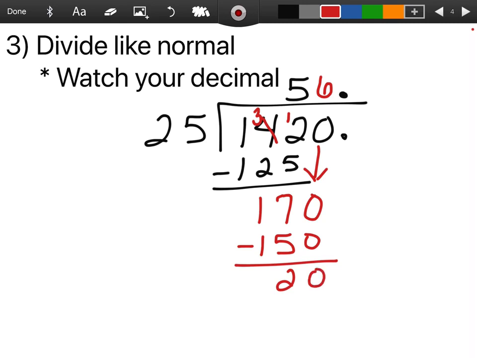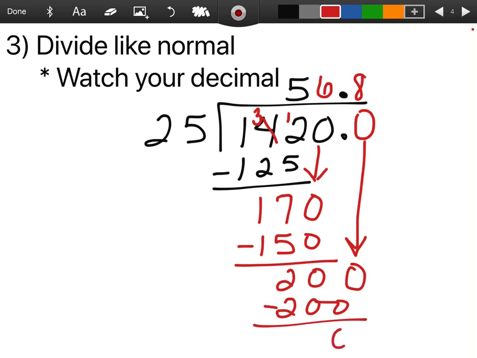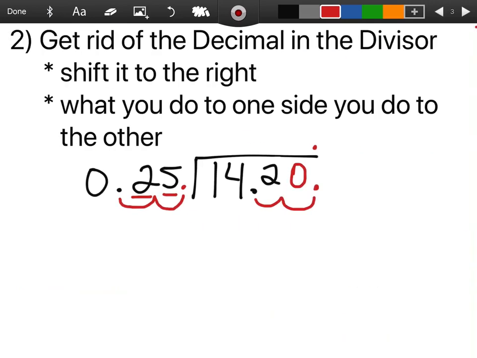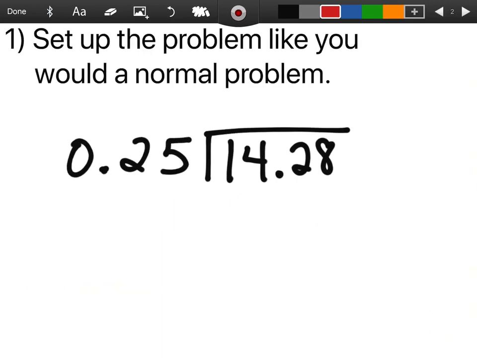Uh-oh, I can't do this. Guess what? I just add another 0 placeholder and drop it down. I can do this. 25 goes into 200 8 times. That gives me 200 with no remainder. So my answer would be 56.8.